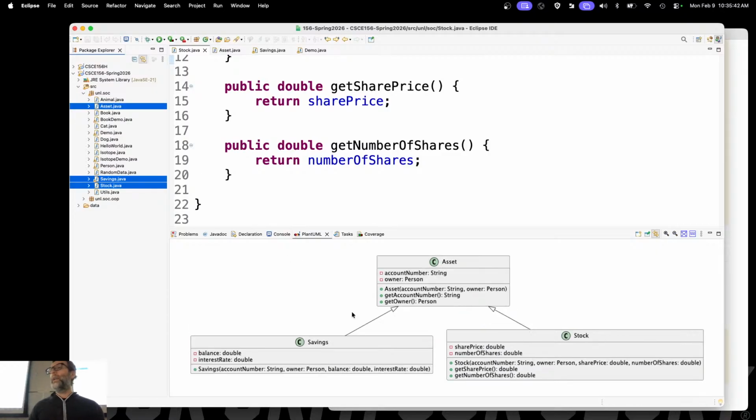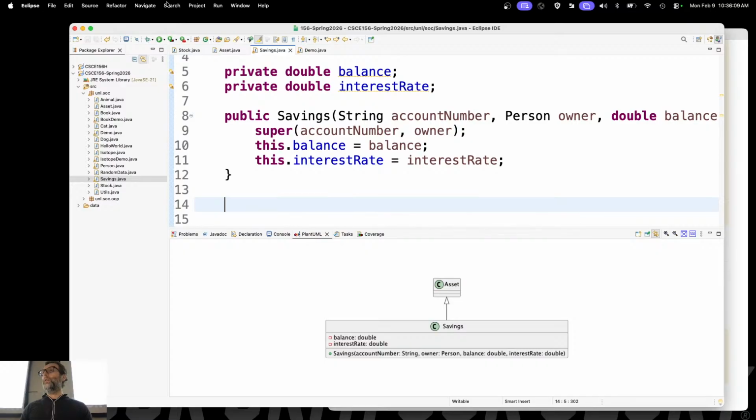There's savings, there's stock, and there's an asset. And as we fully flesh out this design, I start getting more and more stuff in this diagram here. There is the savings account constructor. We also have a stock account constructor over here. What about those getters? There they are. And to look at the owner, the getter for the owner, you have to go to the superclass. The stock class still has that because it refers back to the superclass. Great.